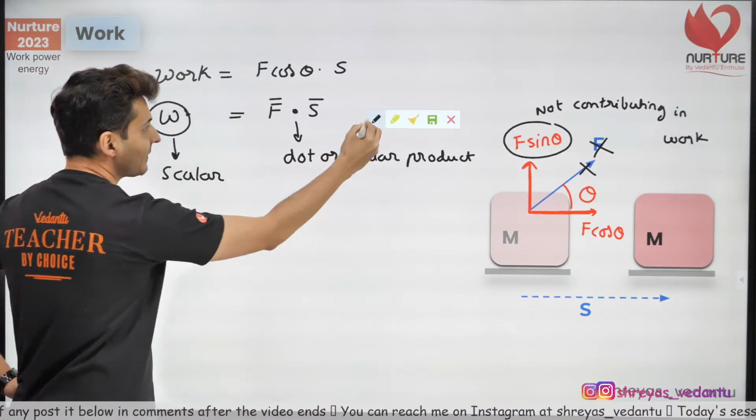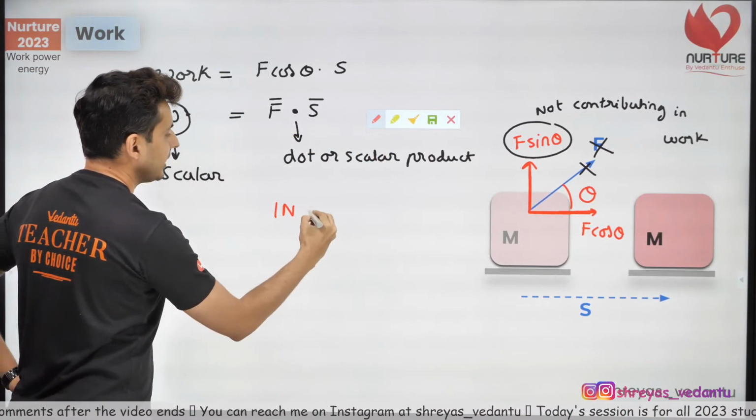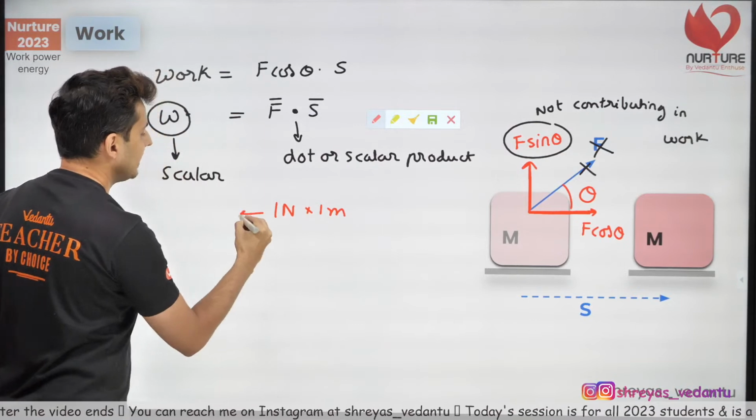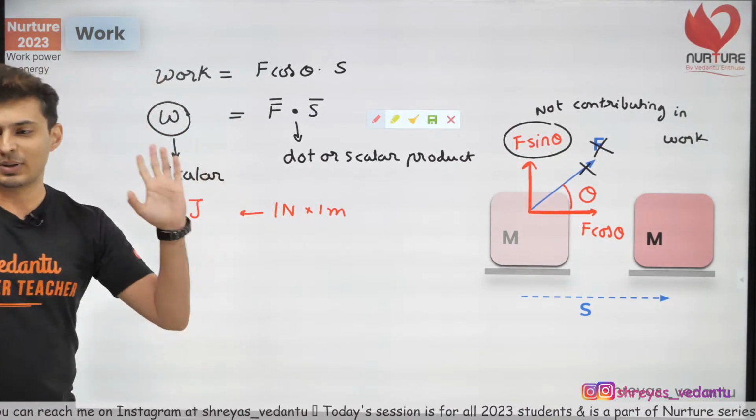And what is the unit? The unit of this work is nothing but 1 Newton into 1 meter, which is 1 joule. 1 Newton into 1 meter is 1 joule.